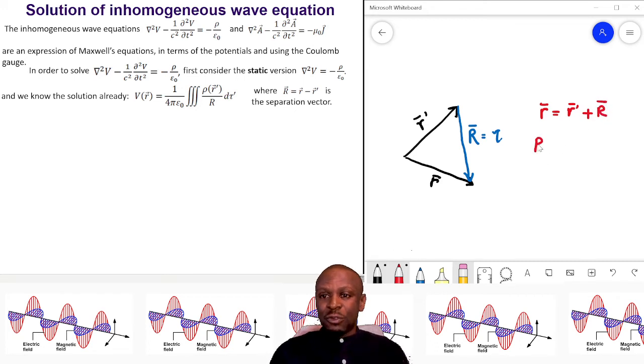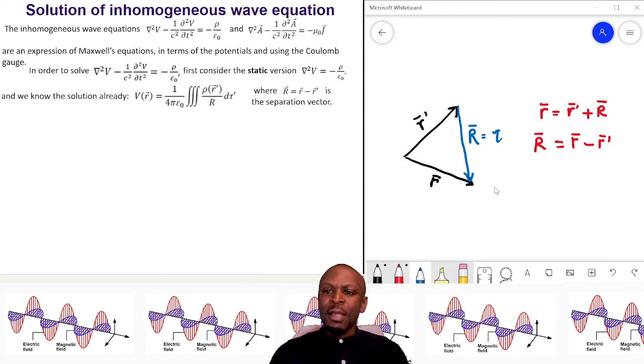Now if I want to make that vector R the subject of the formula, the separation vector, I'm just going to have the field vector minus the source vector. So this is what you are actually seeing there. This is nothing else but the separation vector.